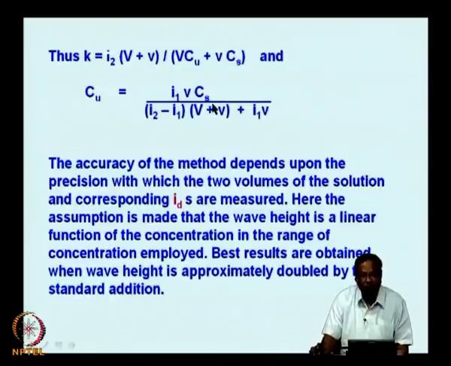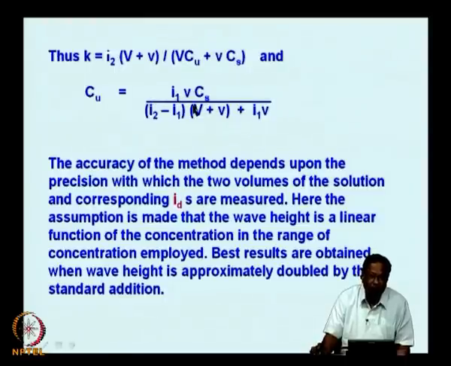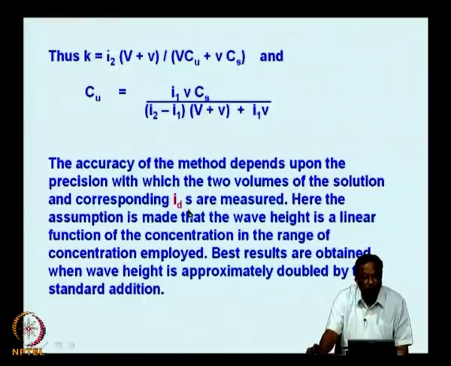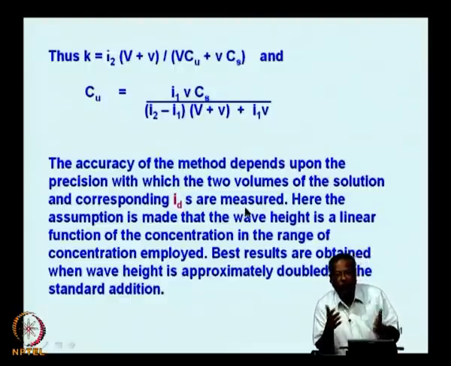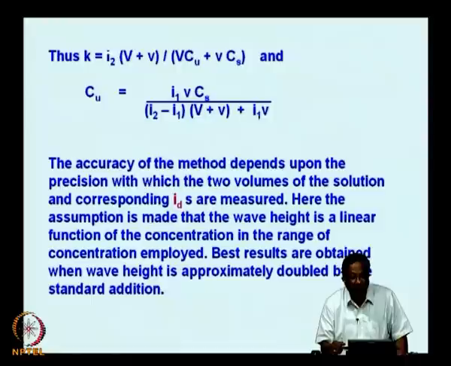The derivation of this equation is very simple. I will not be going into the details of this derivation, but it can be found in any of the standard textbooks. The accuracy of the method depends upon the precision with which the two volumes of the solution and the corresponding diffusion currents are measured. They have to be very accurate, otherwise there is no point in doing this method, especially the standard addition method. Volume should be exact and measurement of the diffusion current also should be exact.